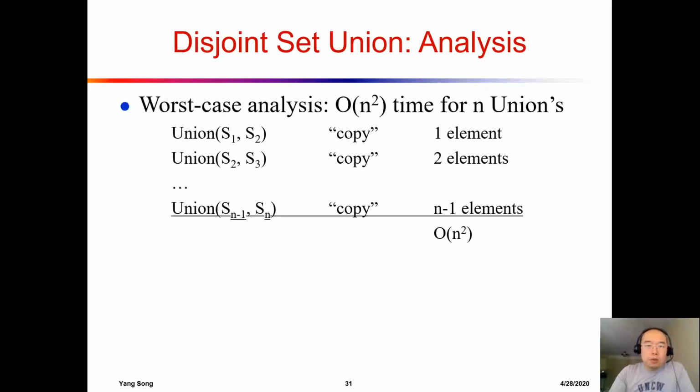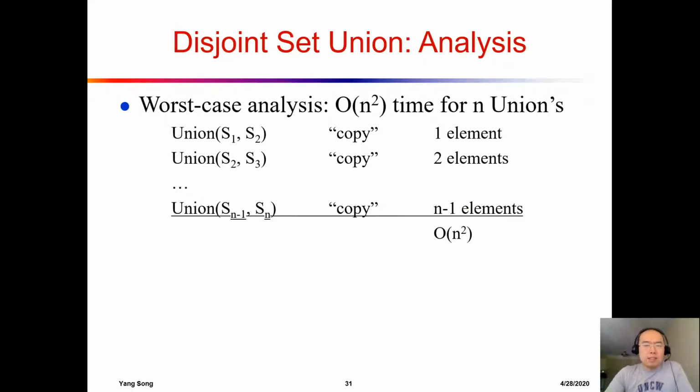If we want to analyze the union, we start from the very beginning with S1 and S2, which both have one item. So in this copy, we copy one item. Then if we want to union S2 and S3, remember that S2 has already got two items, so we are moving two items. Eventually, if we are unioning S(n-1) to Sn, we are copying a total of n minus 1 items.